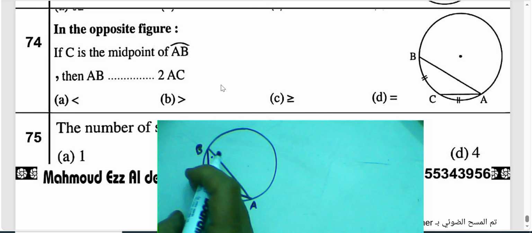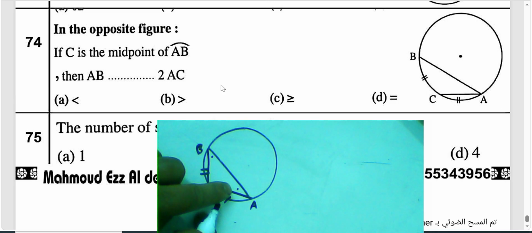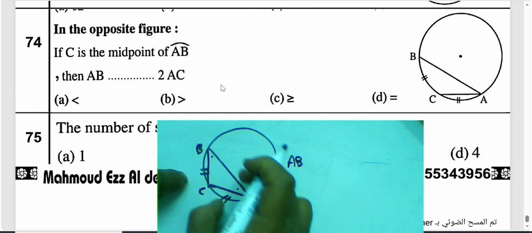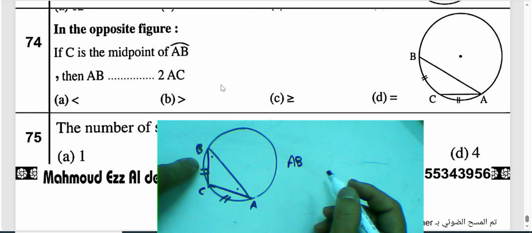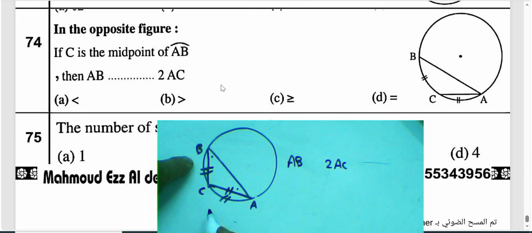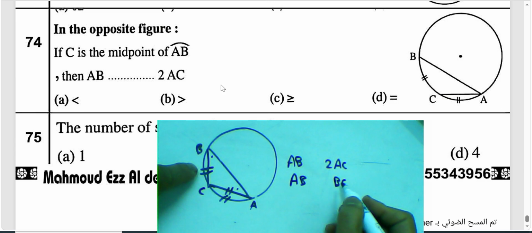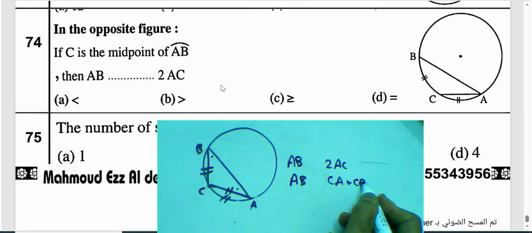AB and twice EC. What's the relation between the two sides? He asked about the relation between AB and twice EC. Twice EC equals BC plus twice AC, this line segment equals this line segment. Then twice EC, we can write as BC. Then we have AB and BC. What does twice EC mean? It means CA plus CB.